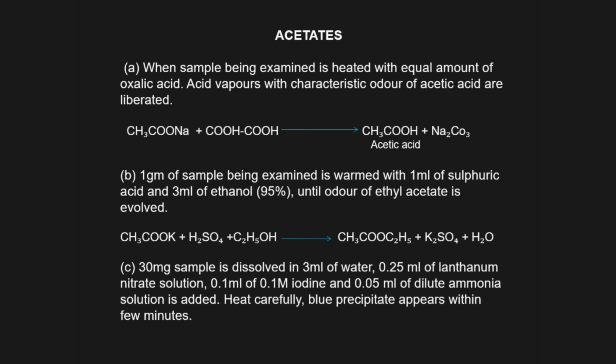In the third method of identification of acetates, 30 mg of sample is dissolved in 3 ml of water, and 0.025 ml of lanthanum nitrate solution, 0.1 ml of 0.1 molar iodine, and 0.05 ml of dilute ammonia solution are added. Heat carefully. A blue precipitate appears within a few minutes.